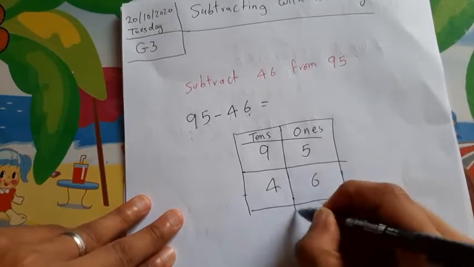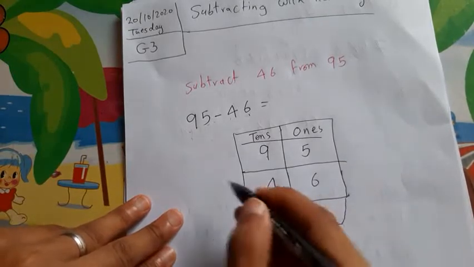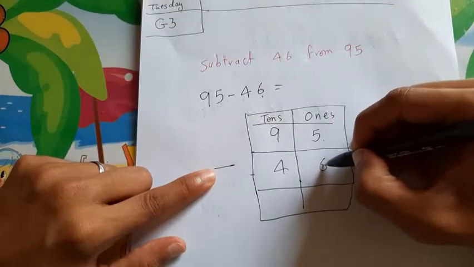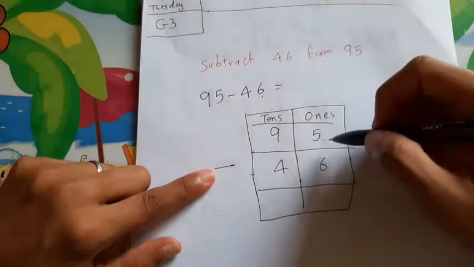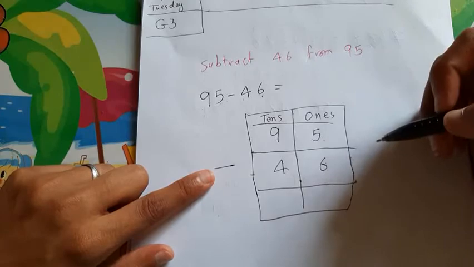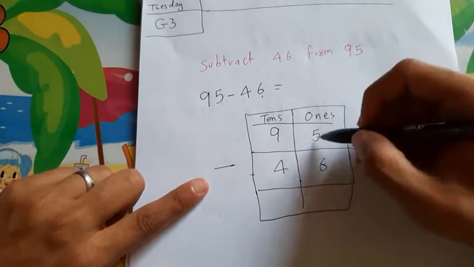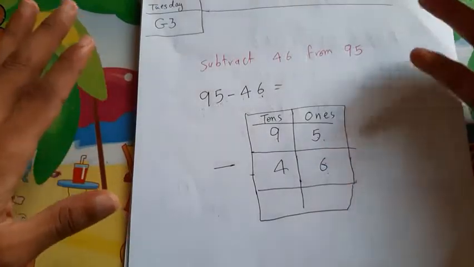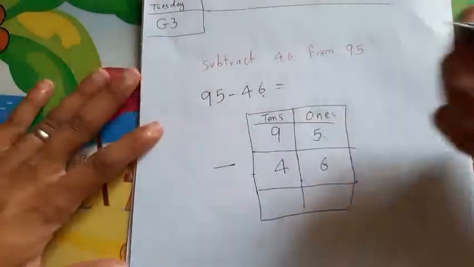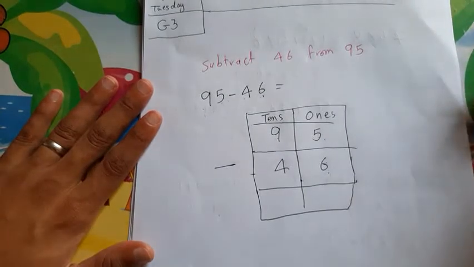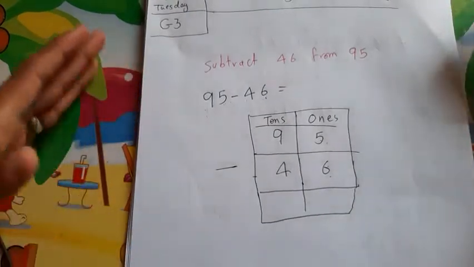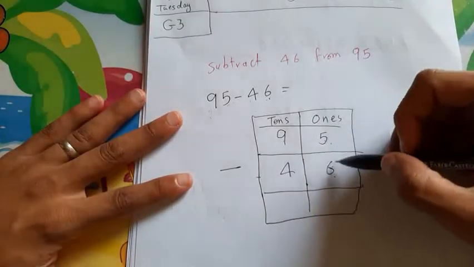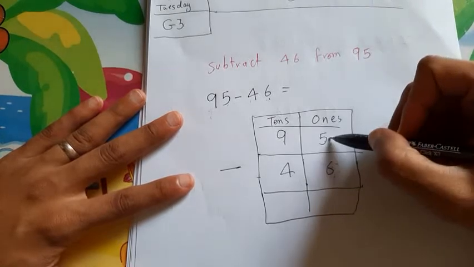Now we can subtract easily. This is minus. So 5 minus 6. Can you take 6 from the 5? If I tell you you have 5 pencils, and I told you to give me 6 pencils, can you do that? No, you cannot, because you have only 5. We cannot take 6 pencils from 5 pencils.